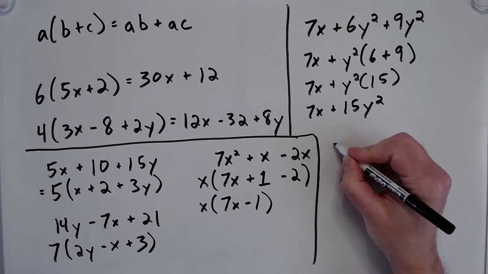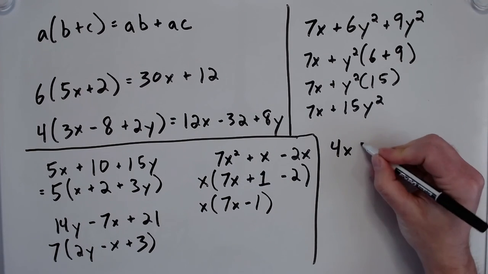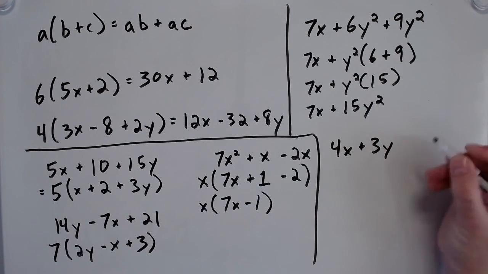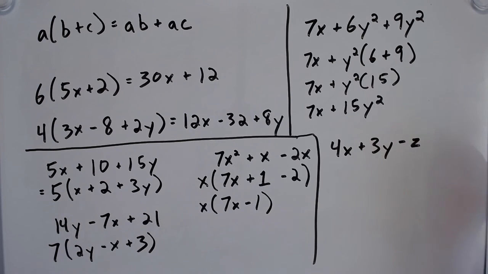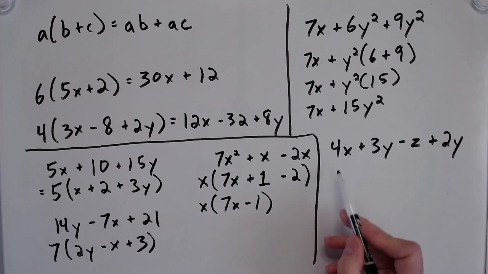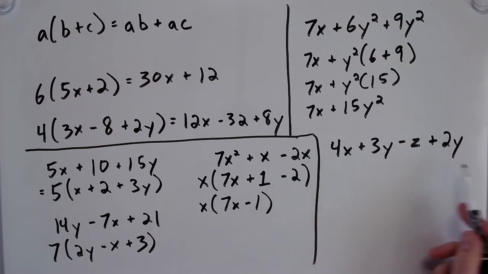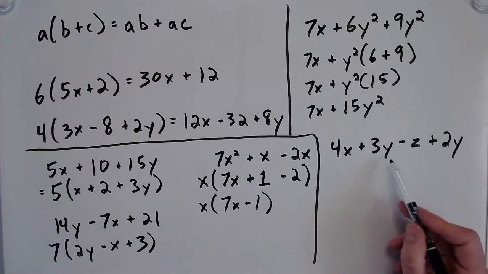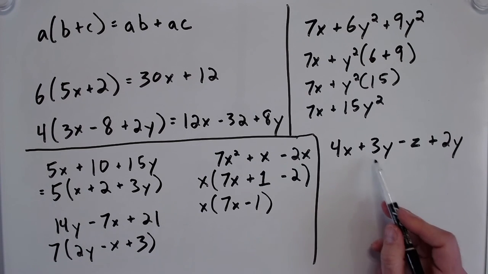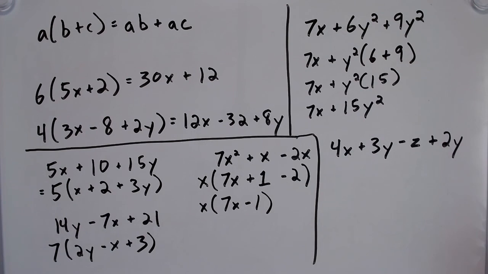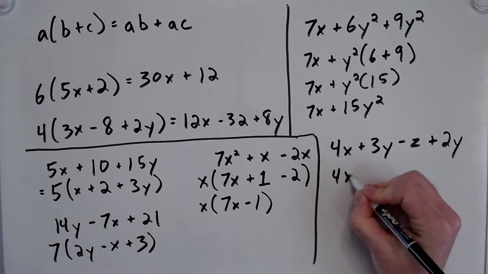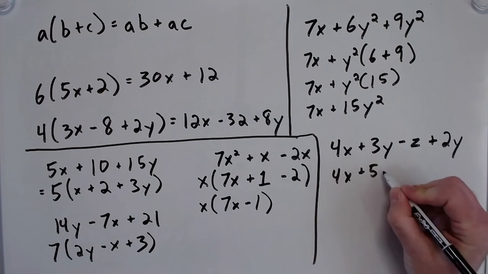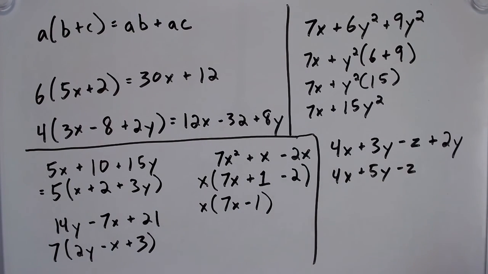Let's do 4x plus 3y minus z plus 2y. So we've got 4 components here. Do any of them share a like term? So we've got x and y, nope. Y's and z's, nope. So we've got a y and a y. Okay. So we got 3y and 2y. Well, how many y's is that? That would be 5 y's. So 4x plus 5y minus z. That's all we can do with this problem. There's no other like terms that we can combine.